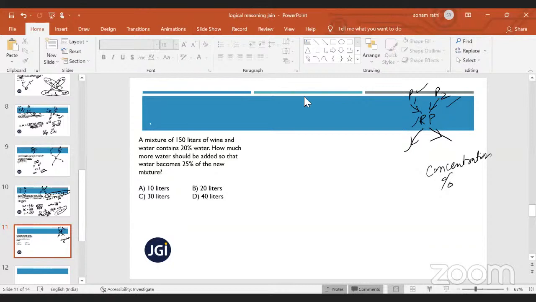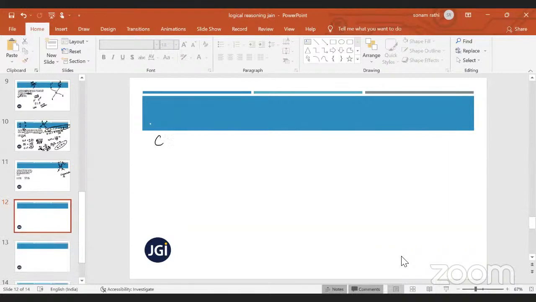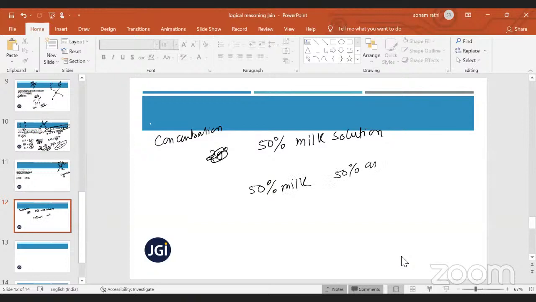Okay, let me help you. What do you mean by concentration? Let's say I say a 50% milk solution. It means there is 50% milk in it and the remaining 50% is another liquid. I don't know which liquid it is, but it is some liquid.